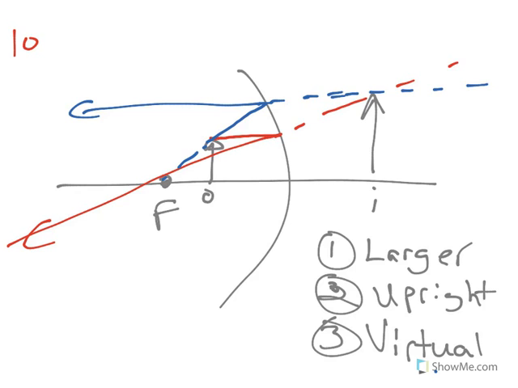What choice is that? Let's see. Larger, enlarged, upright, and virtual. So it should be C. Oh, my bad. Larger, upright, and virtual was D. My bad. So the answer should have been D.